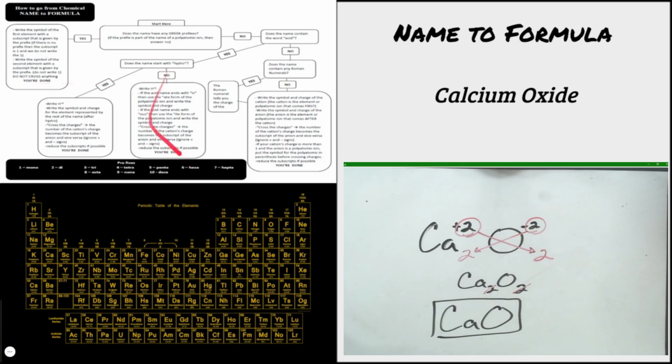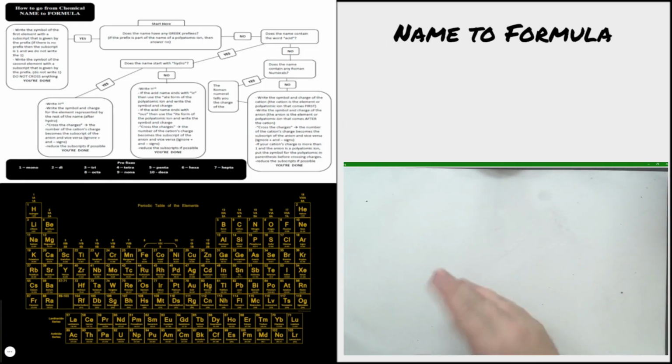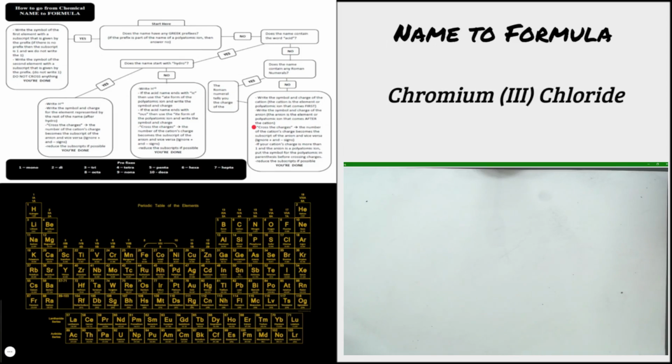Again, this flowchart helps you without having to make you memorize the rules. If you go through the flowchart every single time that you work one of these, eventually you're not going to need the flowchart, and you'll be able to do it without it the more you practice it. So I'm going to go through the flowchart every single time just so you get the point. All right? So, chromium 3 chloride.